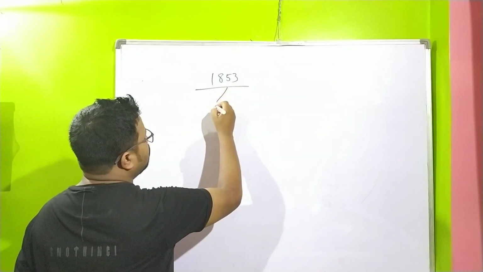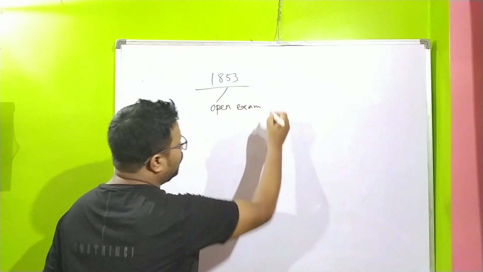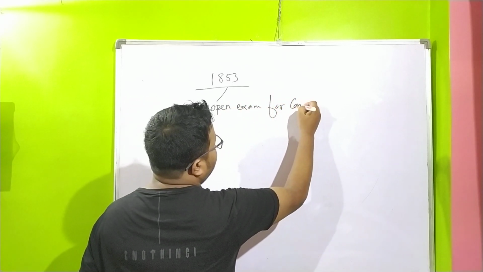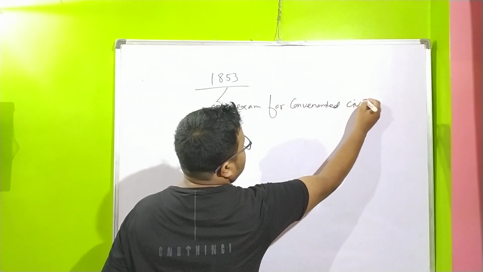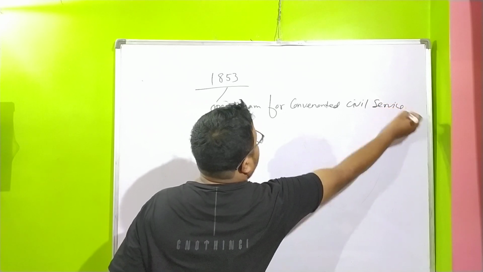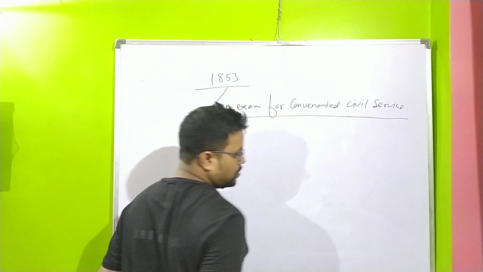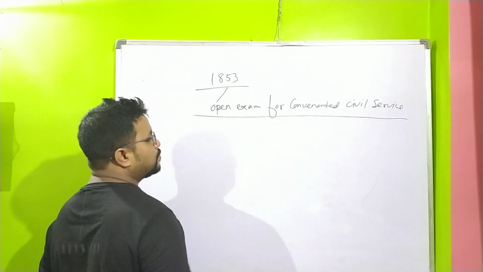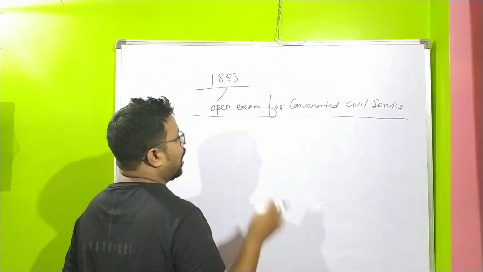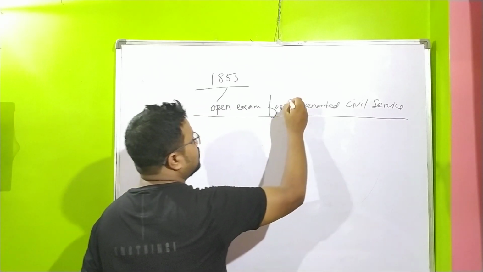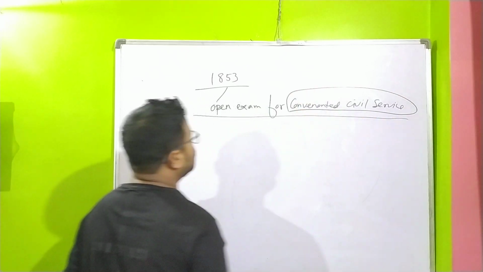Because there was an open examination for covenanted civil service. Civil service was of two types: one was lower civil service, another was higher civil service. Higher civil services were said to be covenanted civil services.